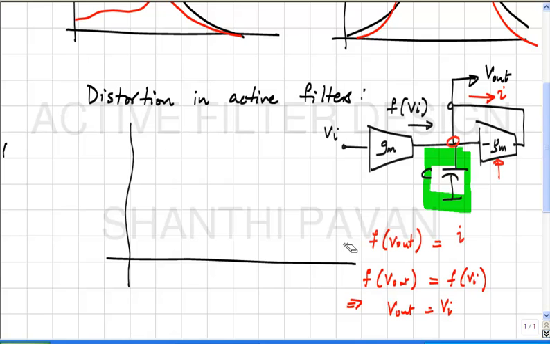Does that make sense? All right. So what is the moral of the story? You should choose midway between the, omega naught by 2.